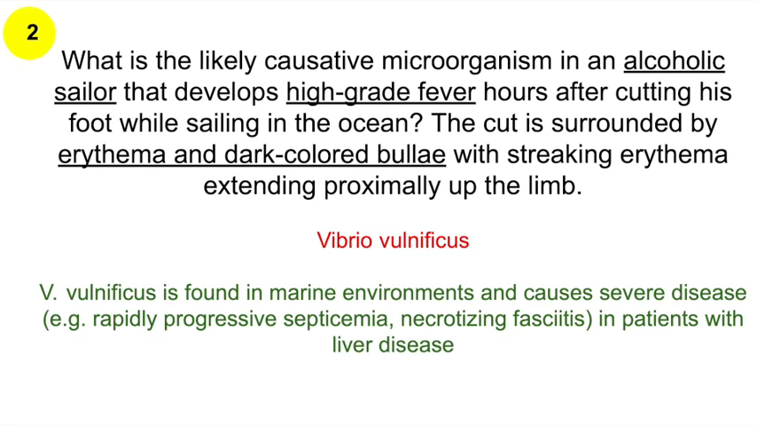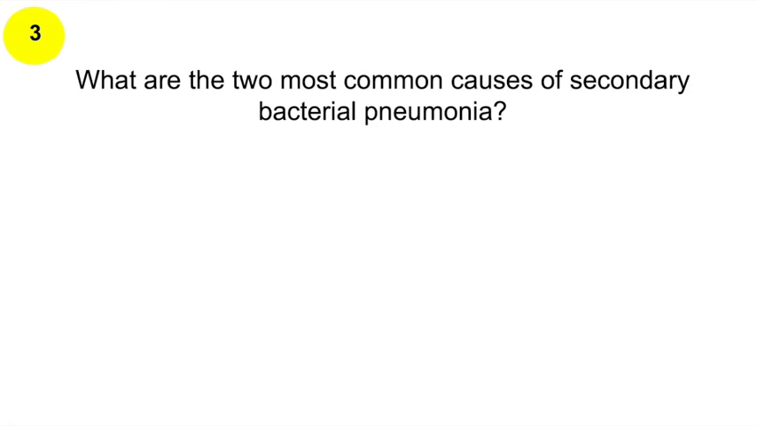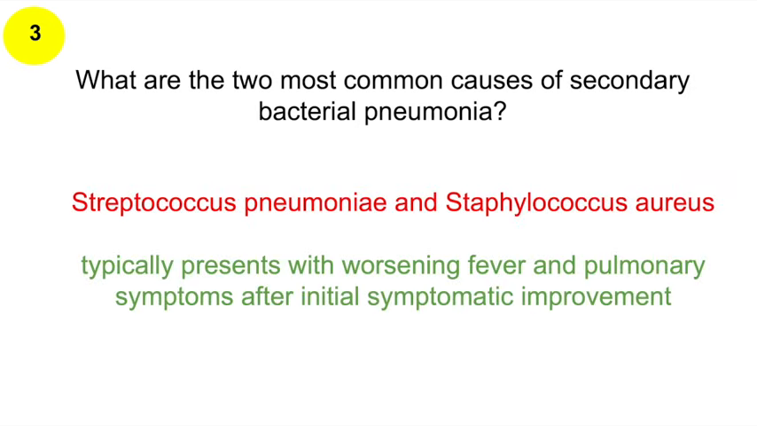What are the two most common causes of secondary bacterial pneumonia? Strep pneumoniae and Staph aureus. So, patients with secondary bacterial pneumonia typically present with worsening fever and pulmonary symptoms after initial symptomatic improvement.